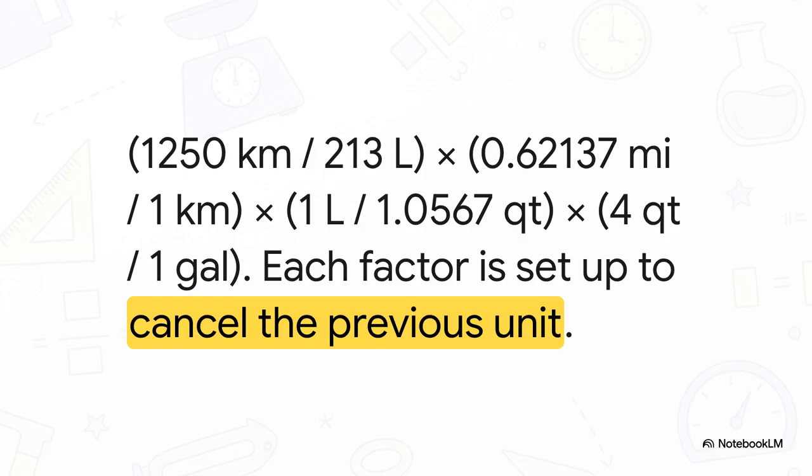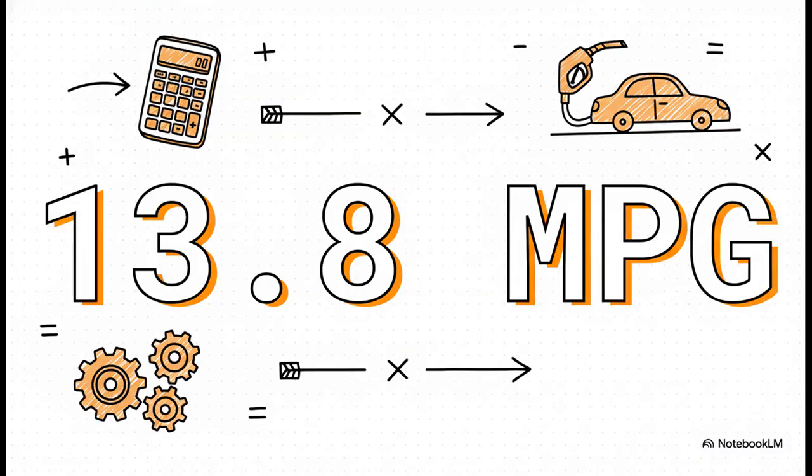So look at what's left. The only units that survived are miles on top and gallons on the bottom. Exactly what we wanted. Run the numbers through a calculator, and what do you get? 13.8 miles per gallon. Not great, but now we know. We just took a pretty complicated problem and solved it in one single beautiful step just by chaining our factors.